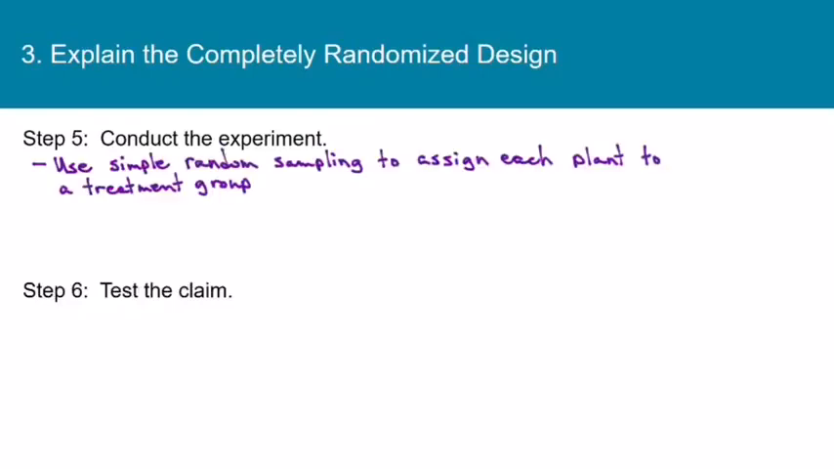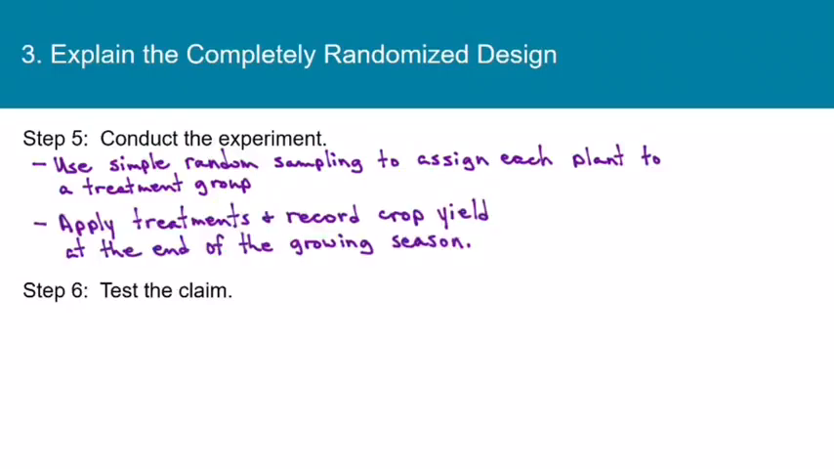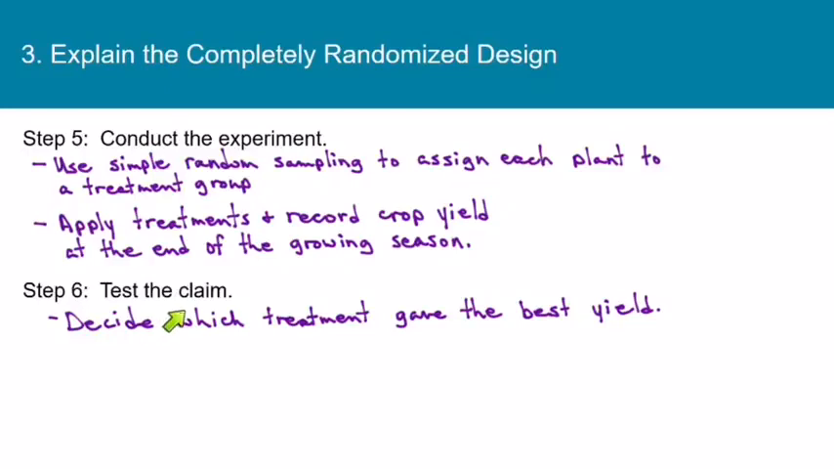So we're going to use simple random sampling to assign each plant to a treatment group, and then we're going to apply the treatments, the 3 treatments that we had on the last screen, and record the crop yield at the end of the growing season. And then the last thing to do is to test the claim, and that's where you decide which treatment will give the best results. And there are methods for doing that, and that's what we're going to spend the second half of the course figuring out.